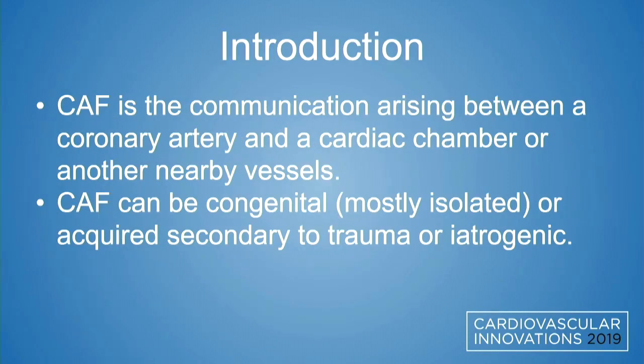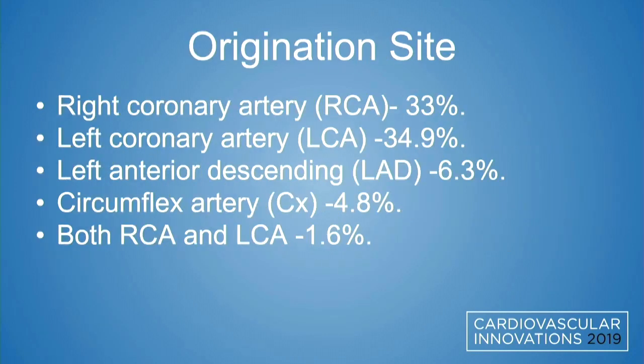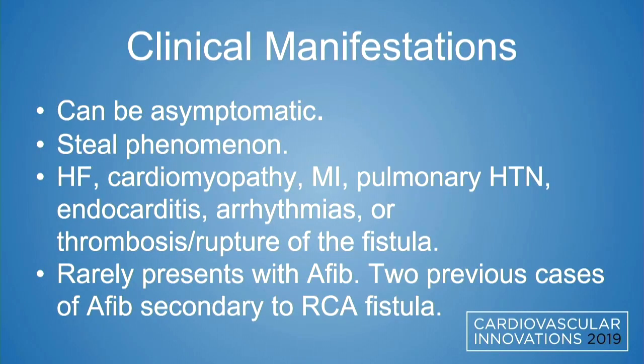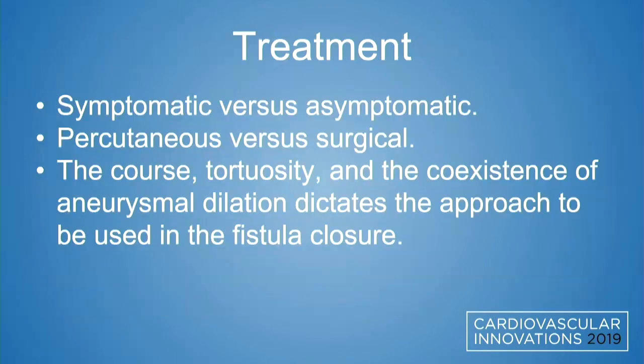This kind of fistula is called cameral coronary artery fistula, and they can be congenital or acquired. The most common origination site is the right coronary artery, and the most common termination site is the right ventricle. These patients can be asymptomatic, and they can present with symptoms such as steal phenomena. They can present as well with heart failure symptoms, orthopnea, PND, arrhythmia, as we saw with AFib in this patient. As well, they can present with endocarditis.